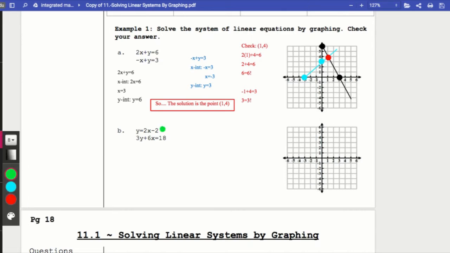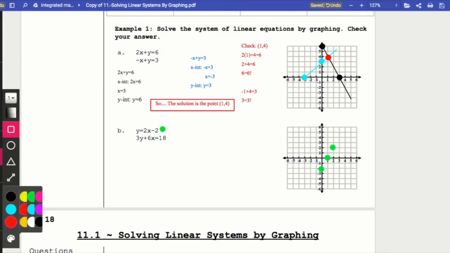So because it's negative 2x minus 2, I'm going to start at negative 2. And then remember, we're going up 2 over 1 using rise over run. Go ahead and draw my line. Oh, that is a rectangle. There we go. All right, so that's going to be my first line.